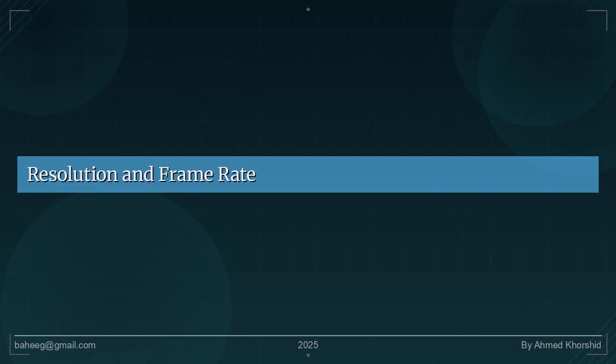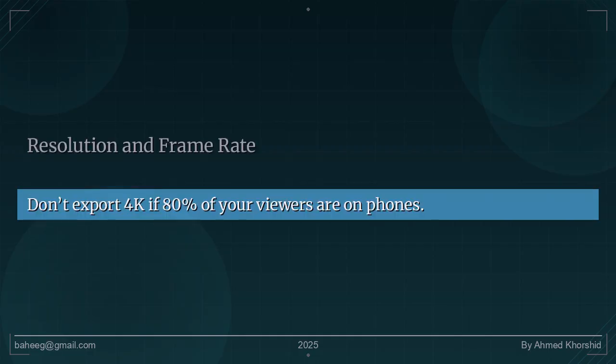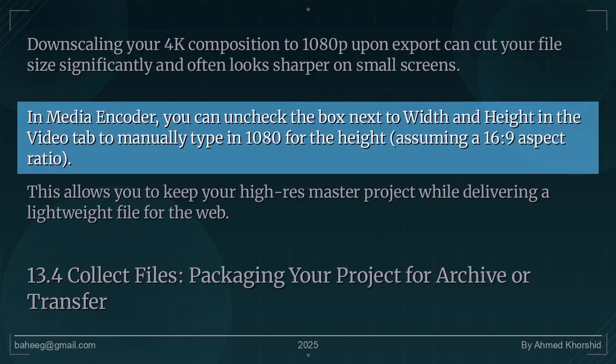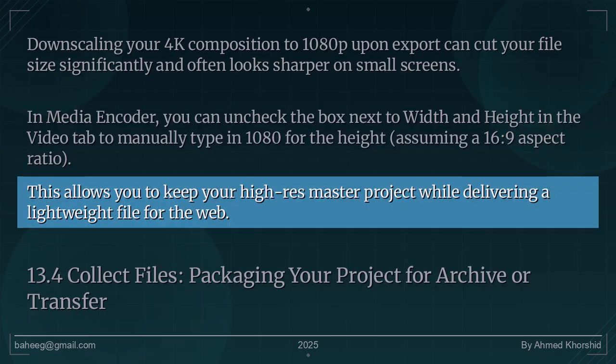Resolution and frame rate. Don't export 4K if 80% of your viewers are on phones. Downscaling your 4K composition to 1080p upon export can cut your file size significantly and often looks sharper on small screens. In Media Encoder, you can uncheck the box next to width and height in the Video tab to manually type in 1080 for the height, assuming a 16:9 aspect ratio. This allows you to keep your high-res master project while delivering a lightweight file for the web.